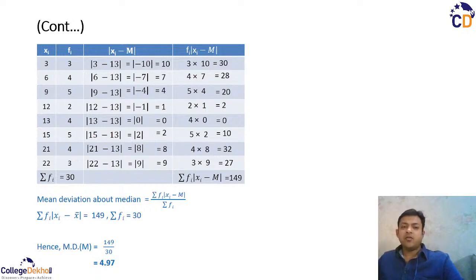So the value of the mean deviation about median would be 149 divided by 30. That is, the total of the last column divided by the total of the second column. 149 divided by 30 is 4.97.